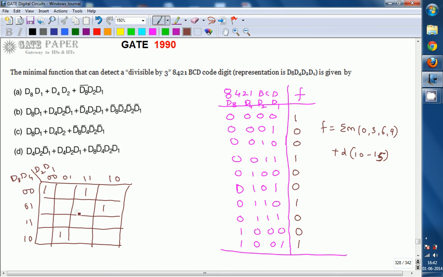After that we have to indicate the don't cares. Don't cares are 10 to 15, so 10, 11, 12, 13, 14, 15. These are the don't cares. Now you can minimize the function in this way. This is one method. The 4 cells can be used, and these two are combined. This is product 1, and this is product 2.